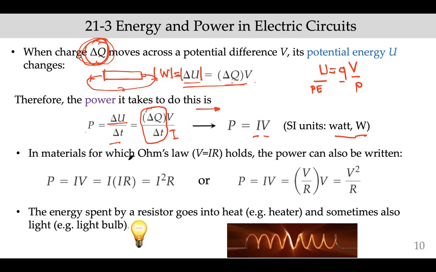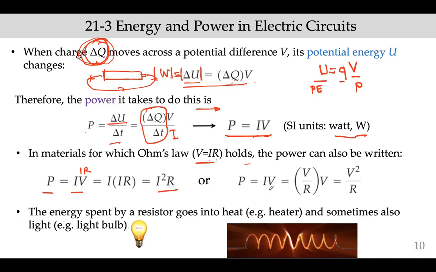Okay, so in materials for which Ohm's law holds, and it's valid in many situations that you will run into. Of course, there are some exceptions, but it almost always holds. In that case, the power can also be written differently. Here we learned that it could be written as I times V, but instead of V, by using Ohm's law, we can write I times R. So if you write I times R here, what you get is I squared R. So you can write power as I squared R as well.